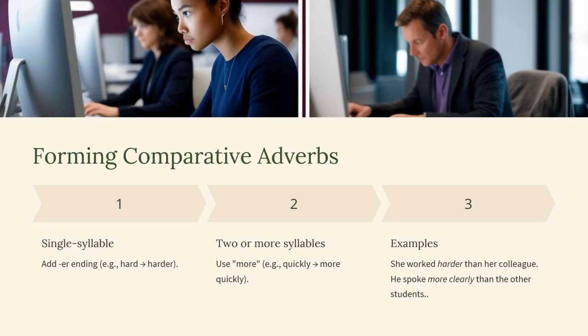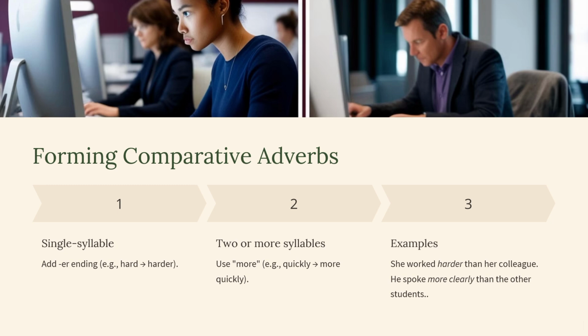Okay, so now that you know what comparative adverbs are, let's look at how to form them. Now, the rules vary depending on the length of adverbs, so we'll break them down into two main types, okay? So first we have adverbs that take the er ending. Now this is typically for single syllable adverbs, those short, straightforward words. So for example, hard becomes harder when we want to compare. So we might say she worked harder than her colleague. This shows a clear comparison between their levels of effort.